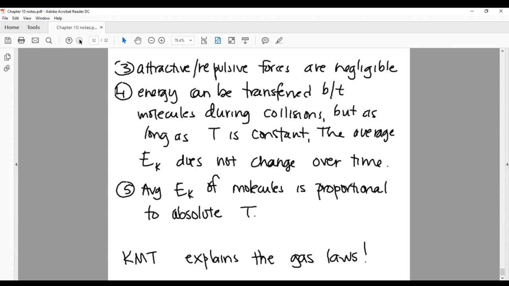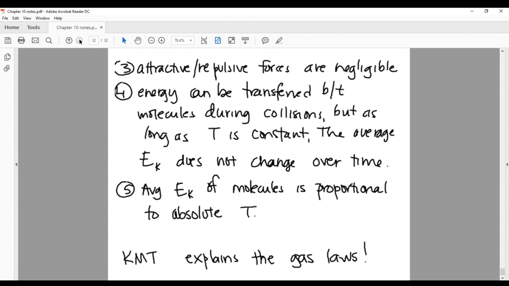So when molecules hit one another, or when they hit the sides of the container, energy can be transferred when those collisions occur. But we're not gaining or losing any energy. The overall energy of the system stays the same. We talked about that last week.